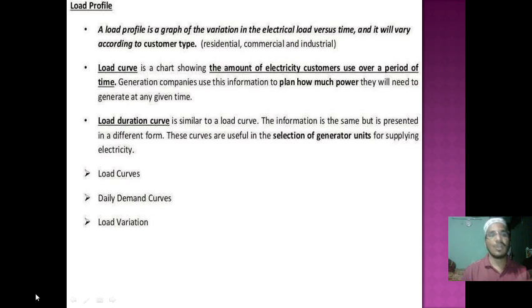As we discussed just now, the load curve is the amount of electricity customers use over a period of time. The load curve is how much electricity is used by the customer as per the requirement. We have generated the electricity, and the load curve shows how much the customer is utilizing that energy over that period of time. Again, remember and listen carefully to my words, everyone.